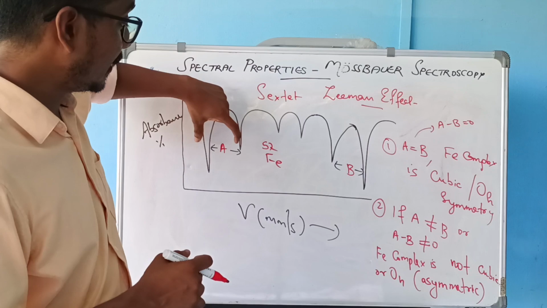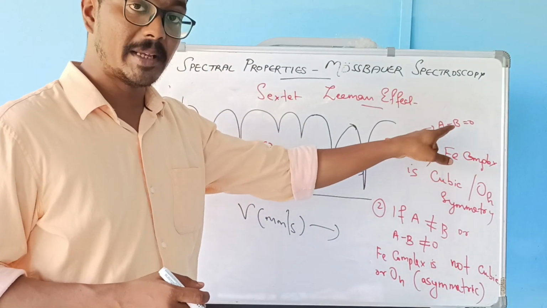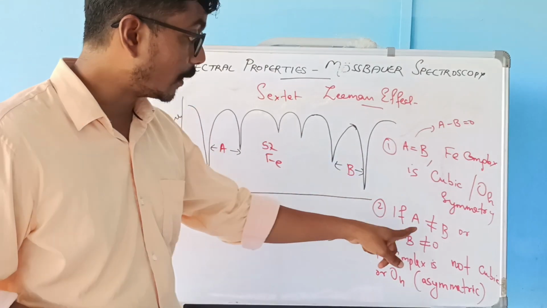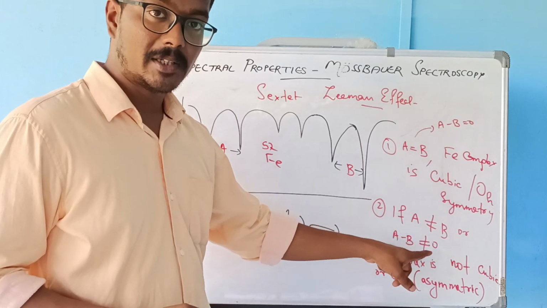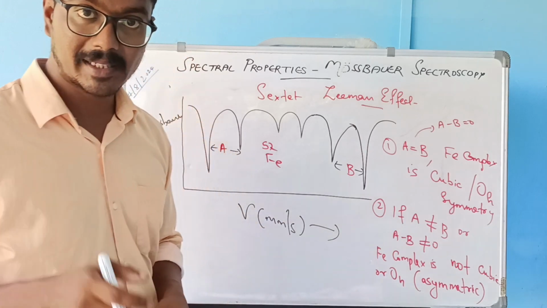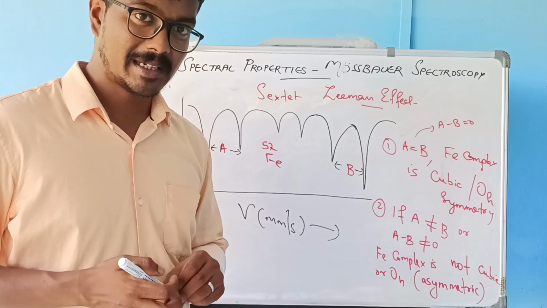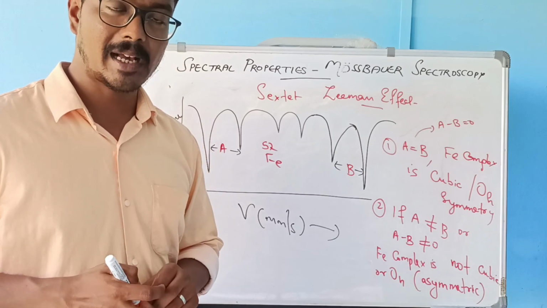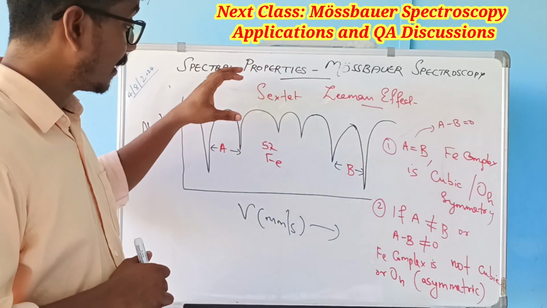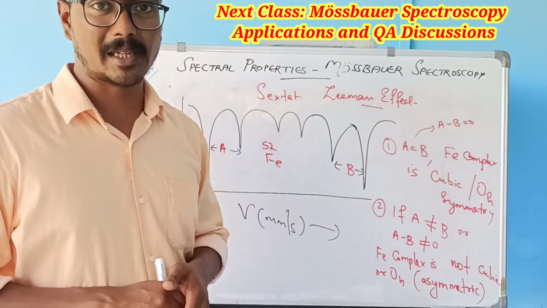If the difference between the two troughs A and B are equal or A minus B is 0, the ion complex is cubic or octahedral symmetry. If they are not equal, if A minus B is not equal to 0 or A not equal to B, the ion complex is asymmetric in nature and is not cubic or octahedral symmetry. So we can confirm the symmetry, the geometry and the coordination symmetry and the magnetic properties of the sample from the Zeeman splitting, hyperfine splitting data of the spectral lines.